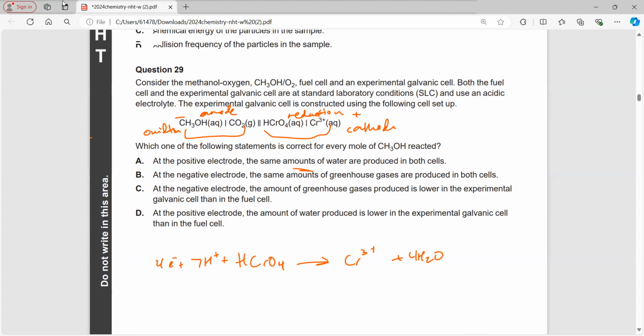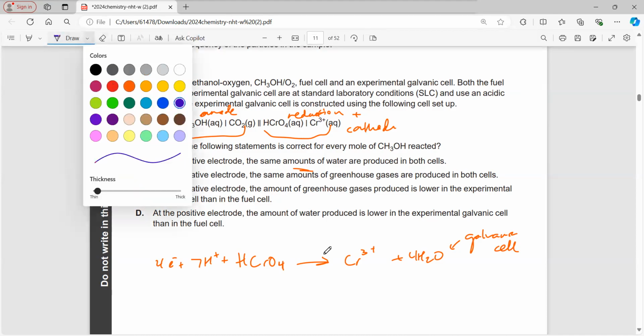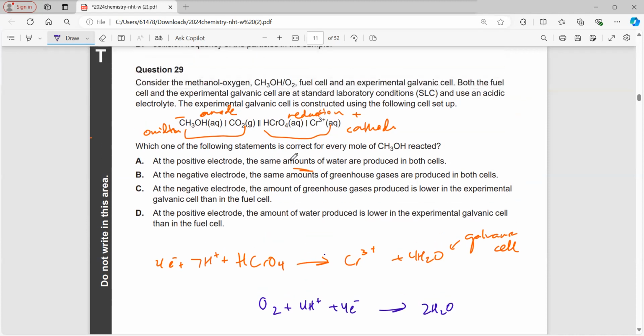Right, so that's for a galvanic cell. I'm going to change the color here. And then this is the one for the fuel cell, the one that normally happens, the oxygen fuel cell at the cathode. Can you see how for the same amount of electrons being used up, there's actually a difference in the amount of water being produced? So this is actually wrong. This says 4, this says 2.